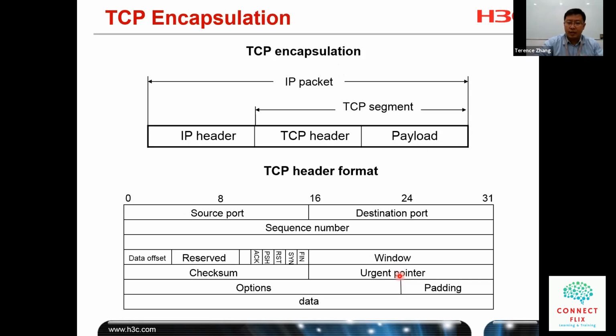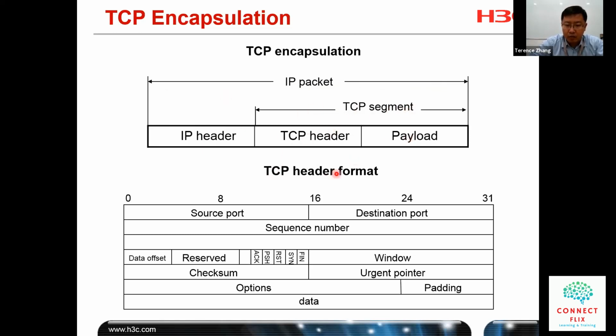TCP encapsulation, the TCP header, we take a look. Firstly, the TCP header is a layer 4 header. So if this is the data, this is the payload, this is the layer 4 header, this is the layer 3 header. So this will be called a logical IP packet, and this will be called a logical segment. This is a review.